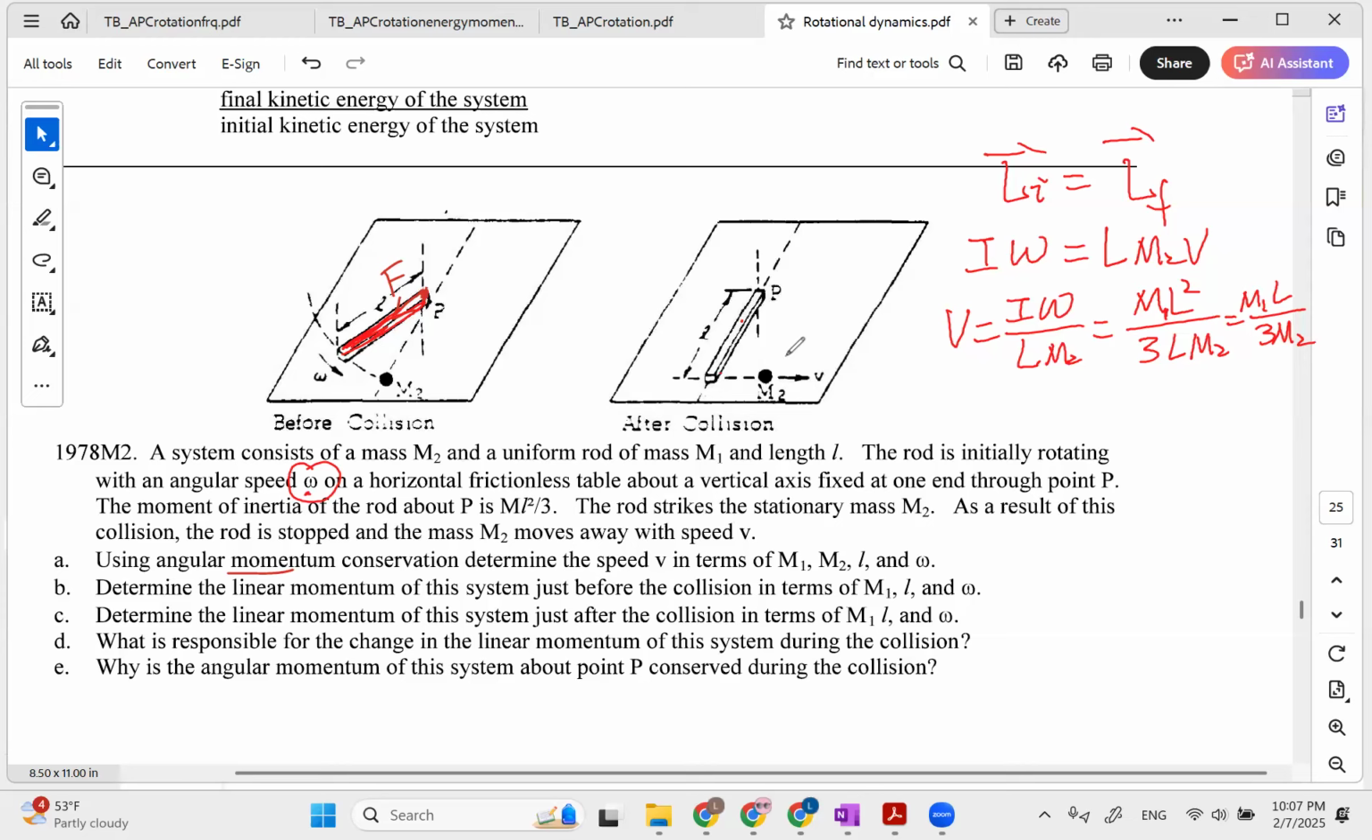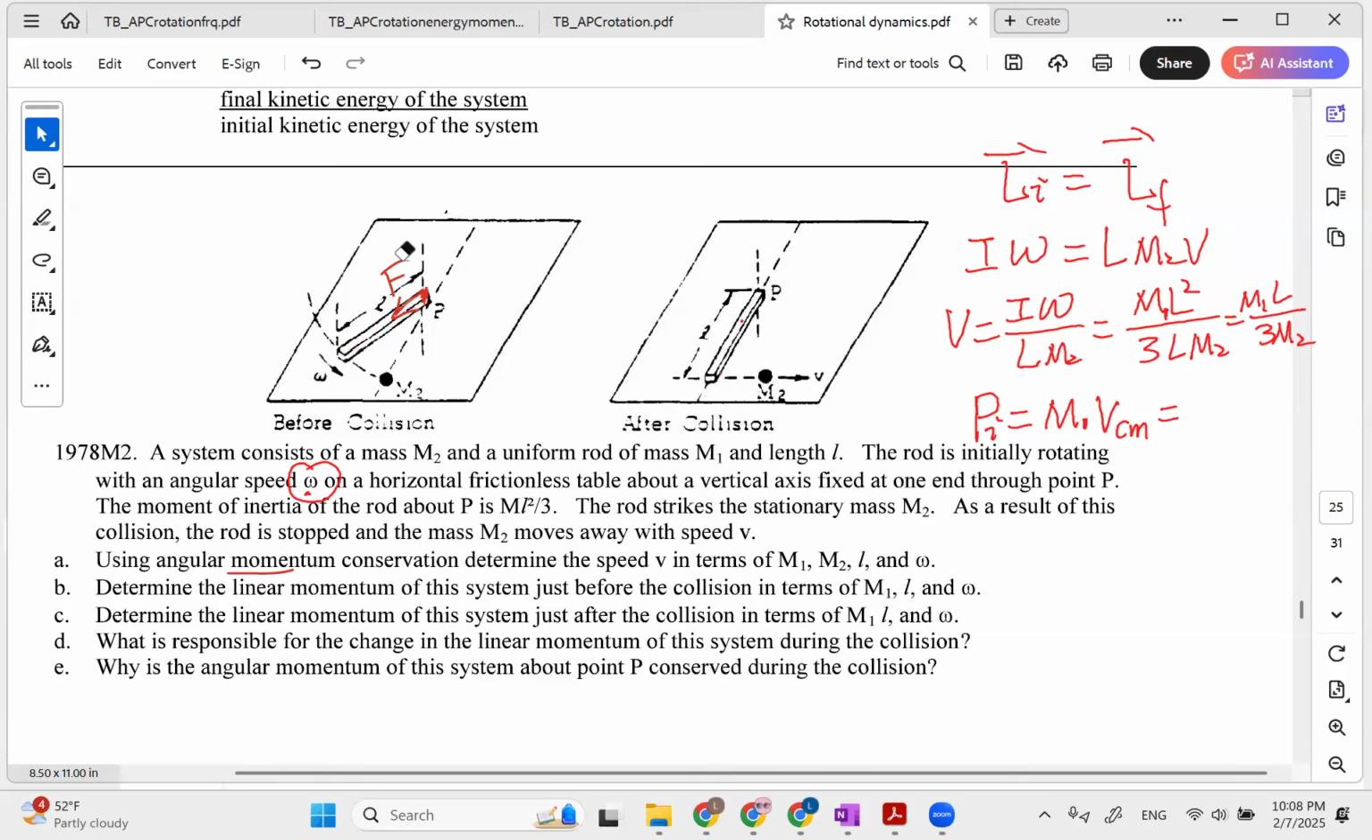The linear momentum B. Any question here? Jameson? Rohan? Now you can find the initial linear momentum, which would be equal to M1 times V, because it's a whole body, right? So you use V center of mass. It would be the center, right?